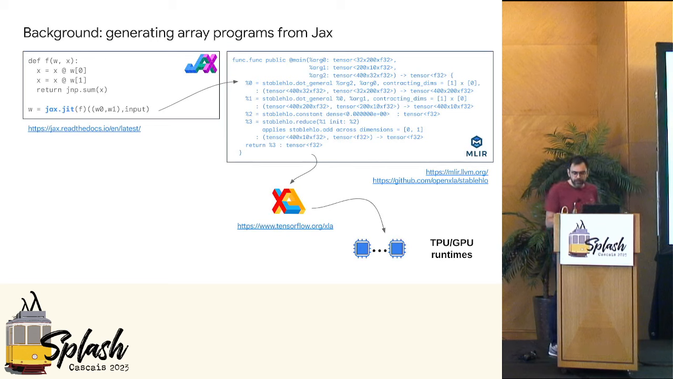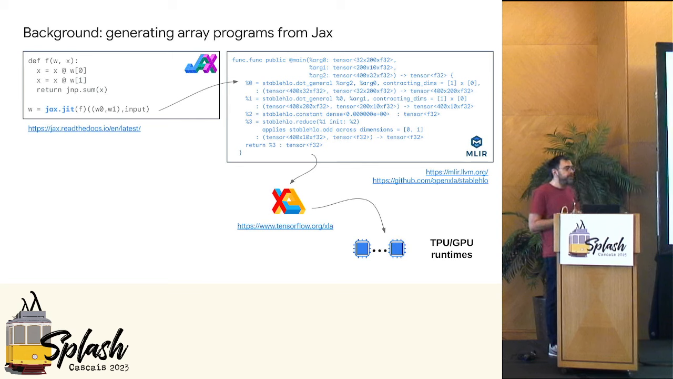I'm going to start from the beginning. How do we actually get these kind of array programs from JAX that I told you about? So here on the left, you have a function, and the function multiplies the input x with 2 weights. So W is a tuple here in Python. And so you take W0 and W1, you just multiply x back to back with it.